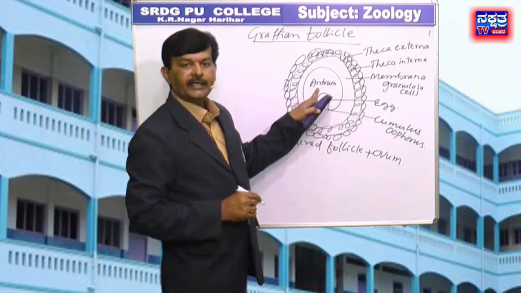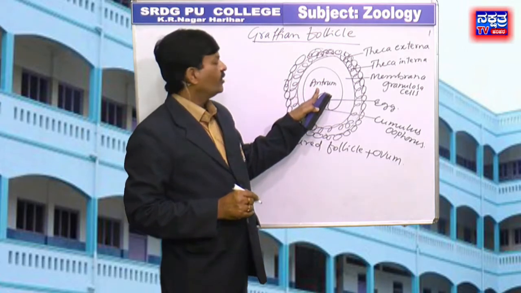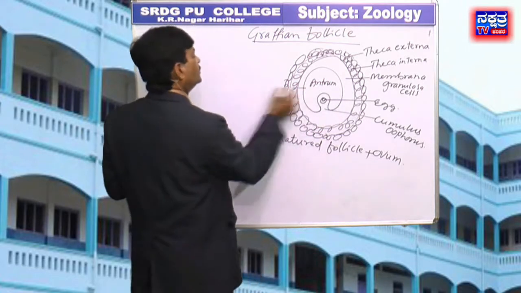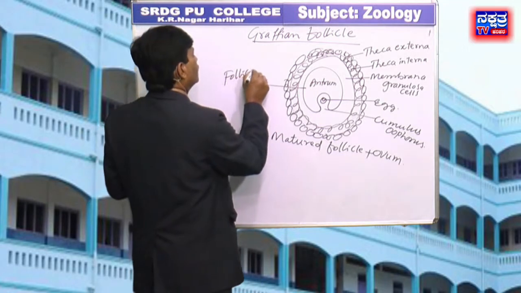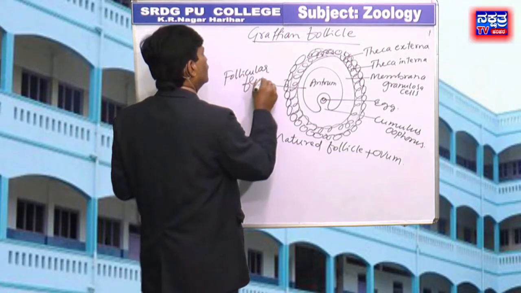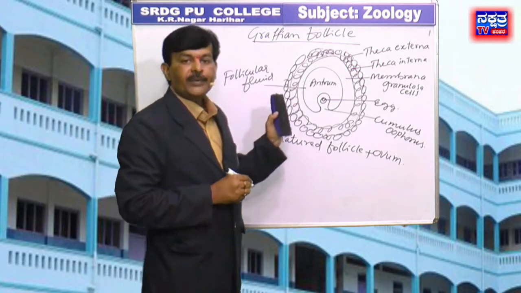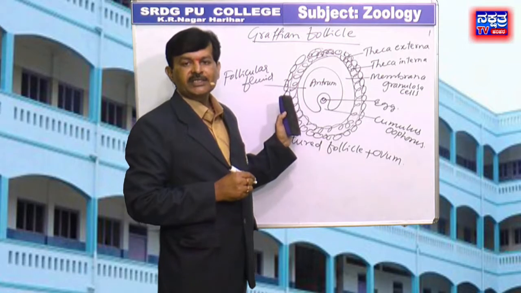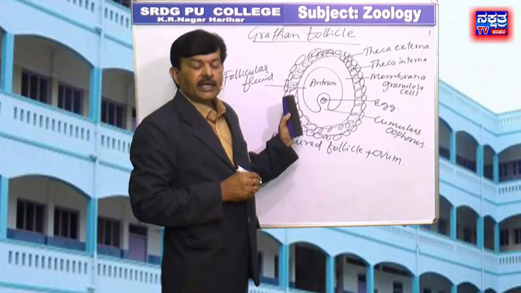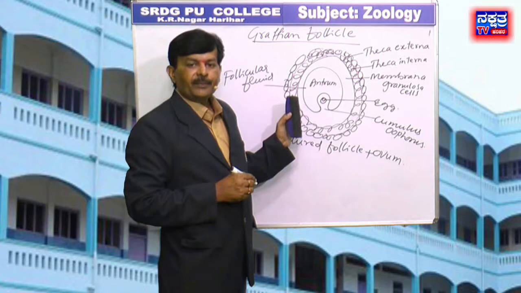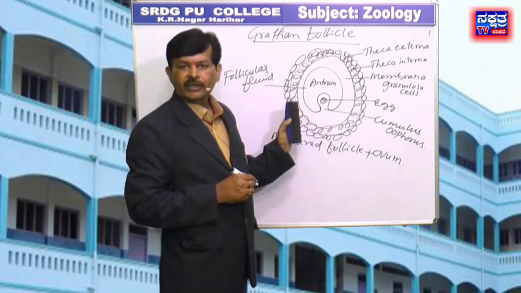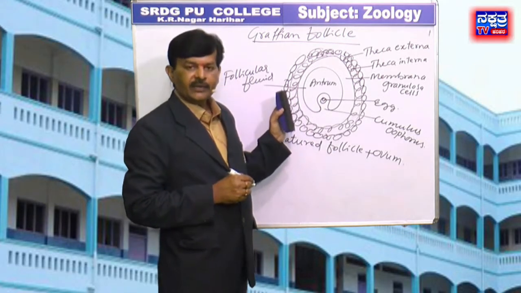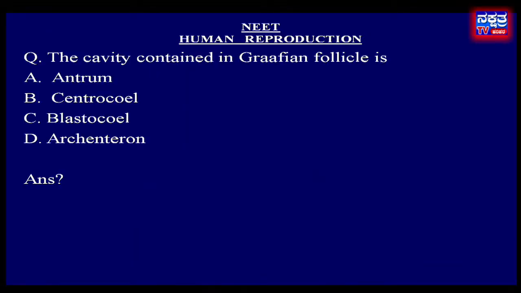This is the antrum. It is filled with follicular fluid. Appearance of the follicular antrum during follicular maturation is the first sign that a follicle has reached the next stage of maturation. It has changed from a primary follicle to secondary follicle. Therefore, in the given option A, antrum is the right answer.